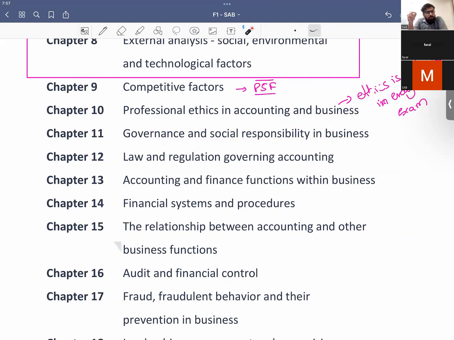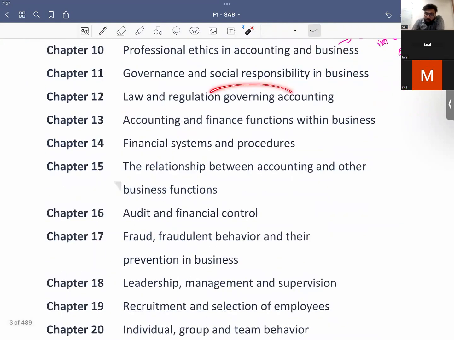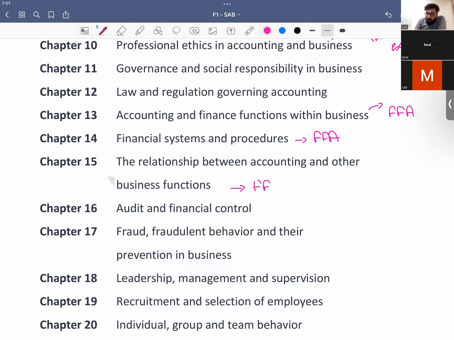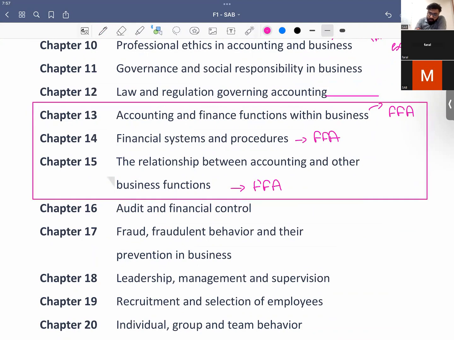Although organizations exist for profits, we know, there are certain social responsibilities of an organization also, right? Then we have law and regulations governing accounting for finance functions. Basically, this is a chapter which we have already done in F3. If you have done FFA, these chapters are already covered there, right? But if you have not done FFA, I'll teach you these, no worries about that, right?